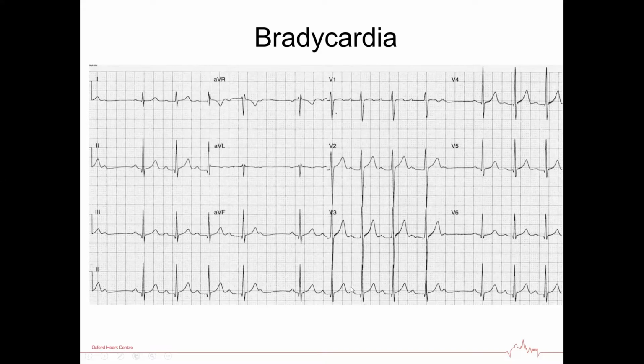Is it regular or irregular? Well, these are certainly regular, just over 3 large squares between them. Then there's a pause with a longer period, and then it returns to that rhythm again, and the same happens. So we'll park that for now and come back to it. Is the QRS narrow or broad? It's narrow.